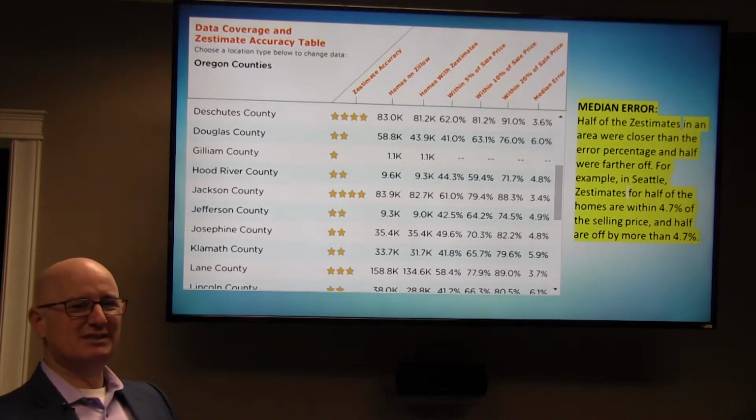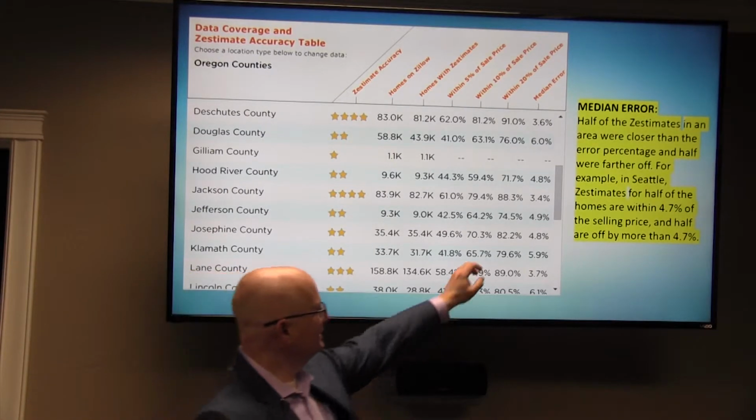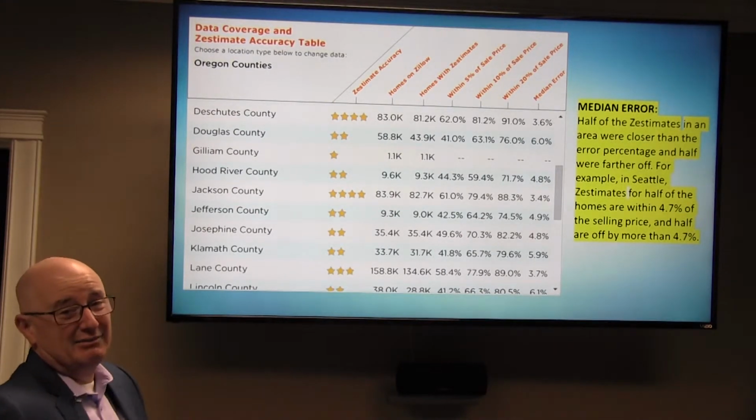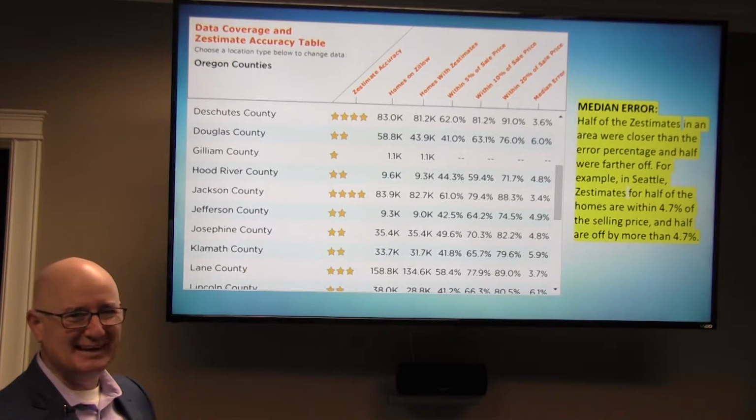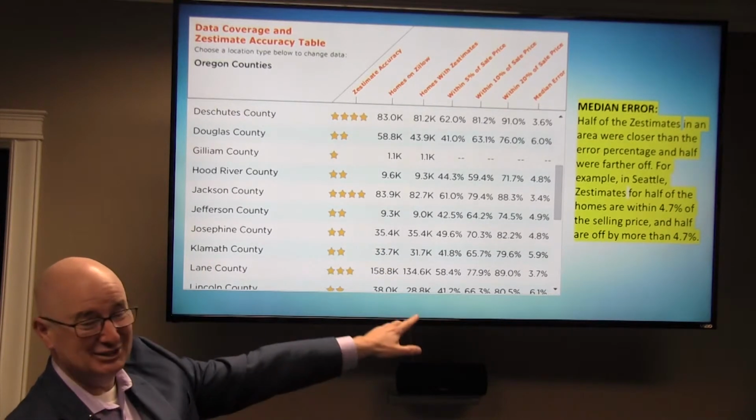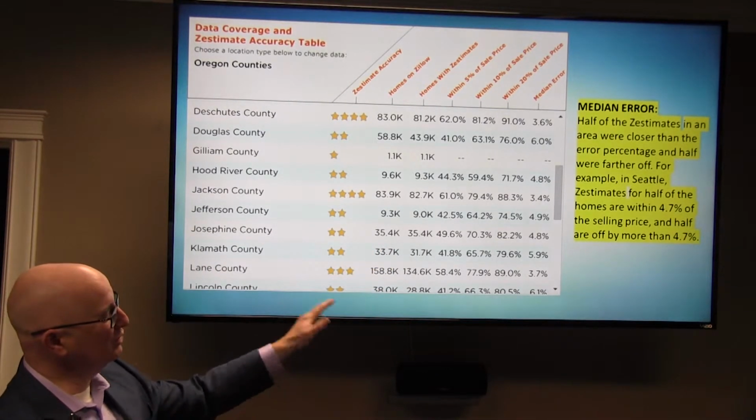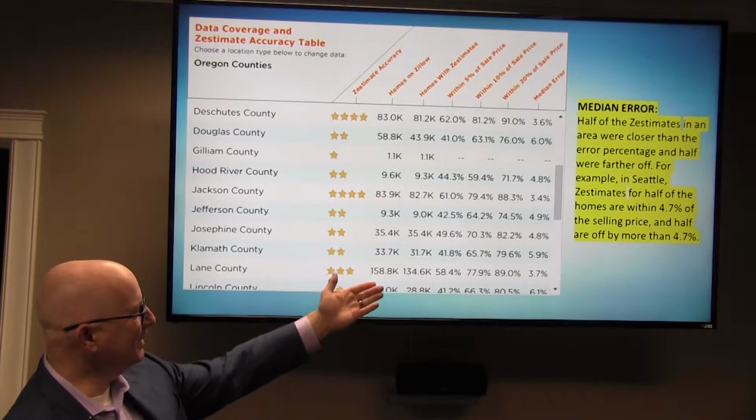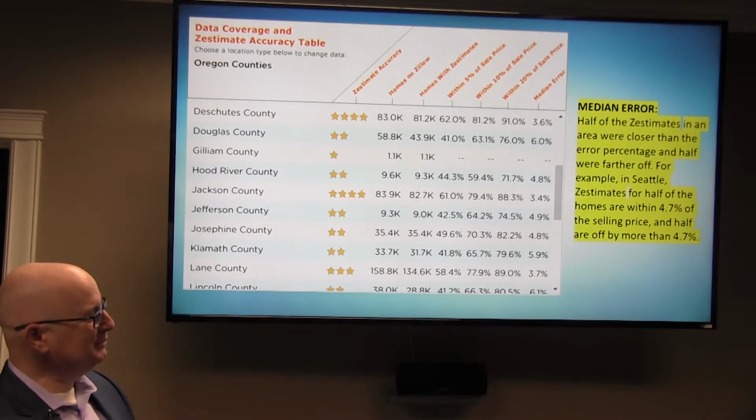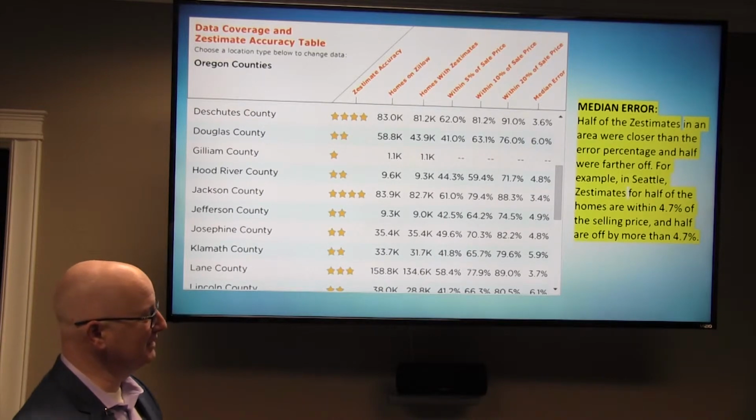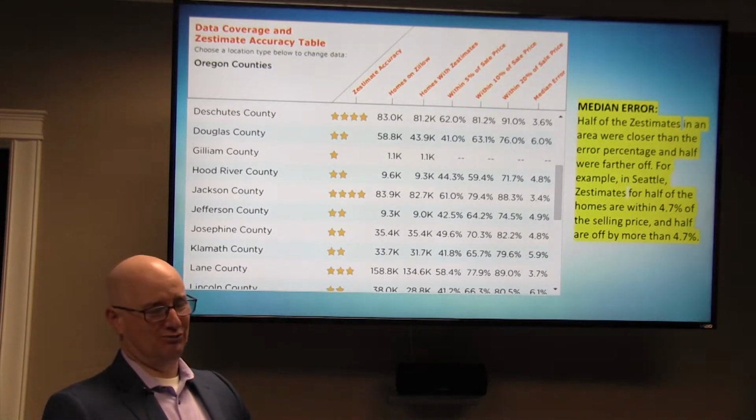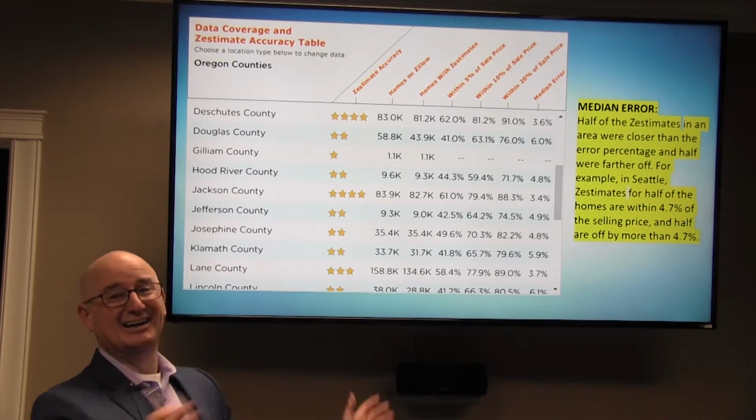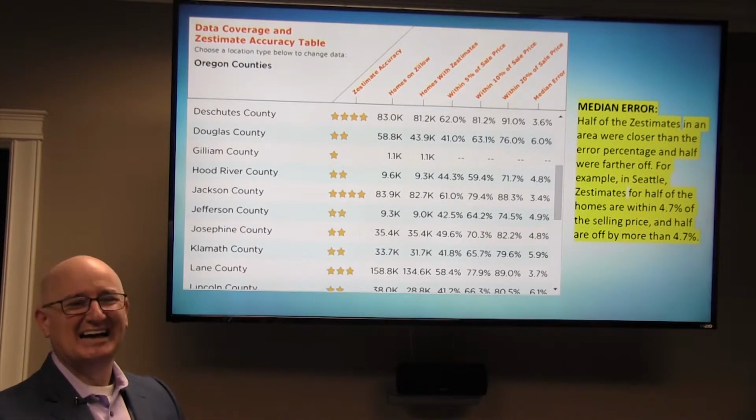And then they have this other number that's very, very misleading, which is this number out here, the 3.4% median error rate. Yeah, naturally you'd assume that means, well, they're only off on average 3.4% from the price. That's not what it means. Here's what it means. This is their own words. Half the estimates in an area were closer than the error percentage and half are further off. To put that into layman's terms, what that means is, for example, in Seattle, Zestimates for half the homes are within 4.7% of the selling price, and half are off by more than 4.7%. In other words, they could be off by 80%. They could be off by 90%. They could be off by 100%. They're nowhere near what the house actually sells for.